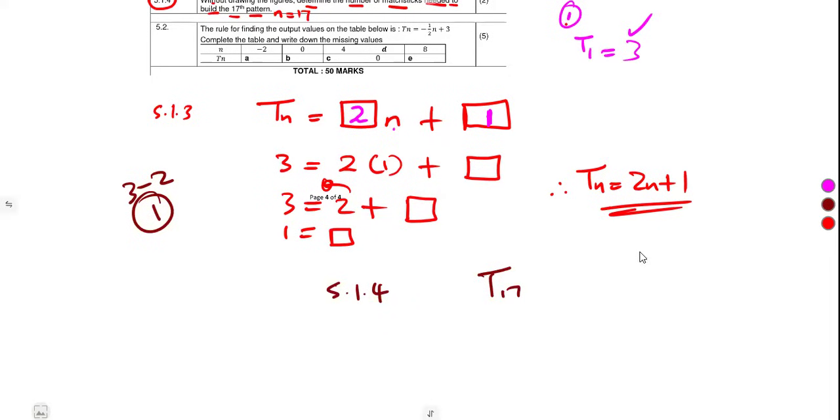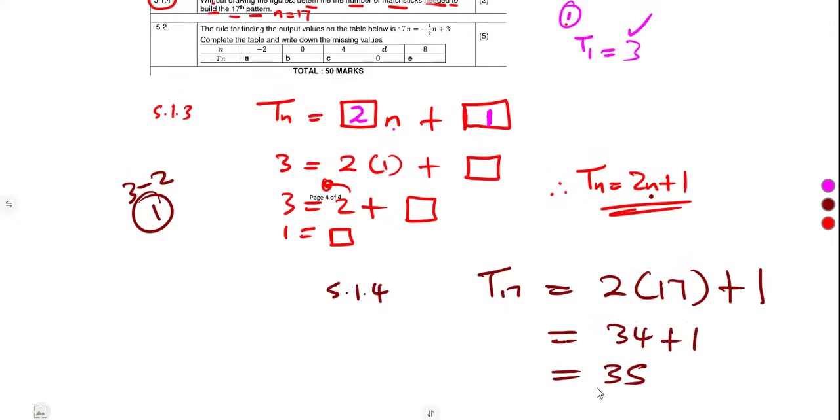When n is 17, just substitute in place of n: 2 times 17 plus 1. What is 2 times 17? We simplify that one. That's going to be 34 plus 1, which is 35. Just like that.